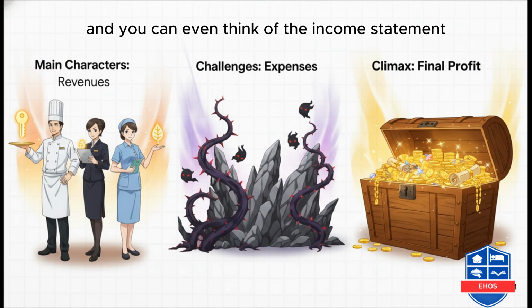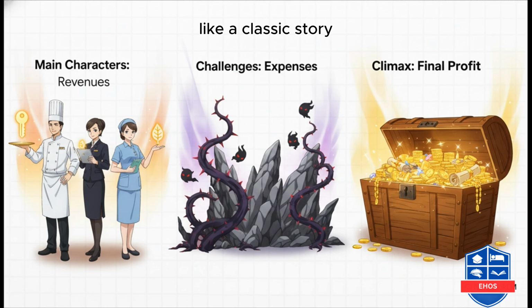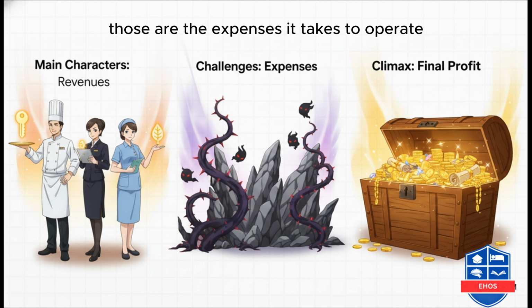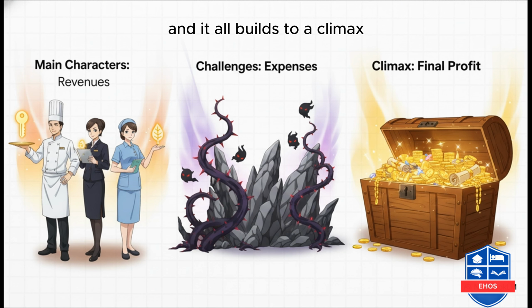And you can even think of the income statement like a classic story. Your main characters are the revenues, from the rooms, the restaurant, the spa, all of it. The challenges they face, the obstacles, those are the expenses it takes to operate. And it all builds to a climax, the final profit, the bottom line.